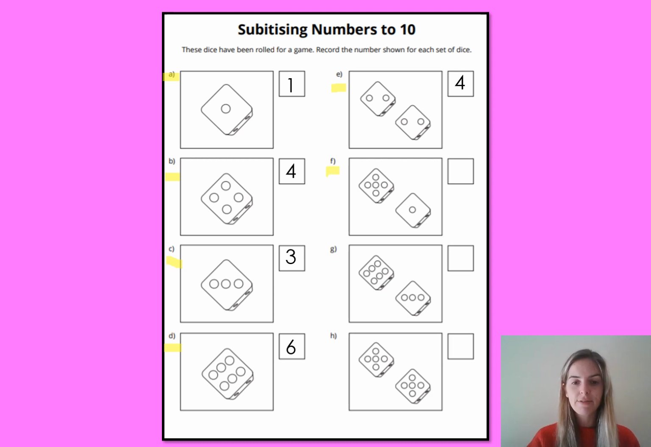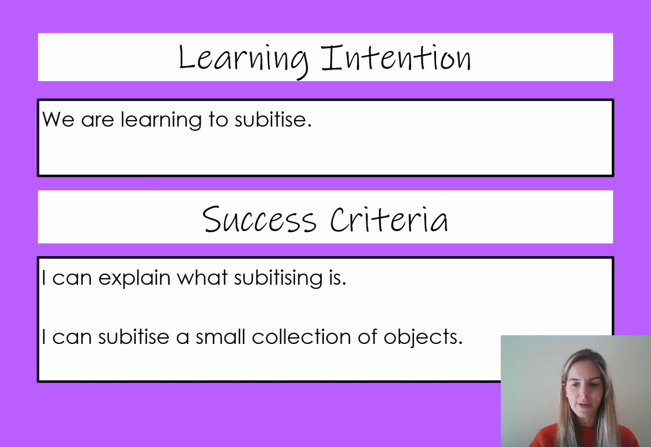For F, we have 6, 5 and 1. For G, we had 9. Now this one had 6 on one dice and then 3 on the next. And then for H, we had 10. And we know that 5 and 5 is 10. They are friends of 10. Okay, well done, boys and girls.